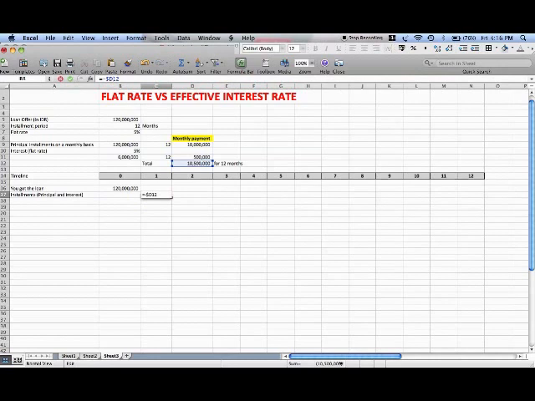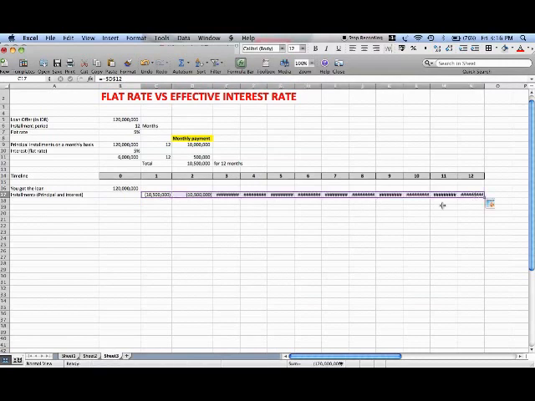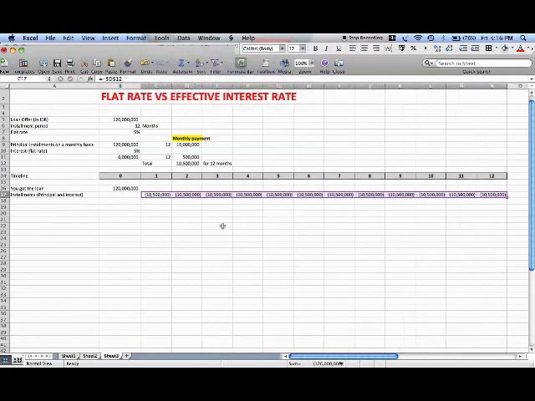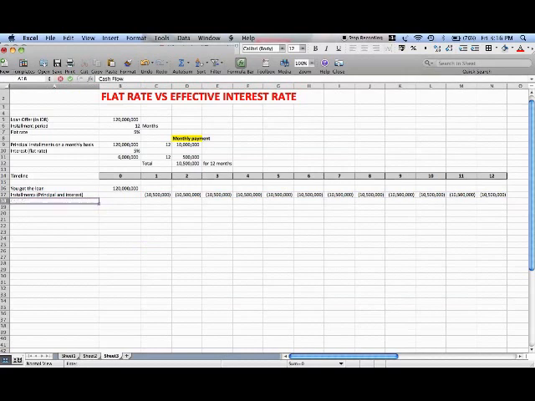And then I drag it to the 12-month installment. Okay, and then this is the cash flow pattern. Today you got the money, and then you pay the installments.